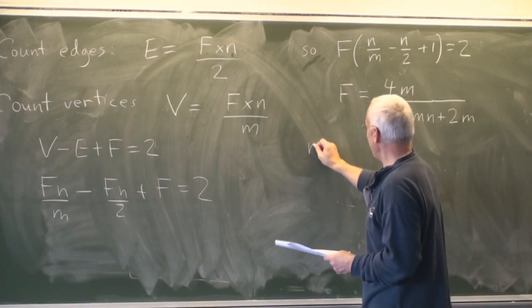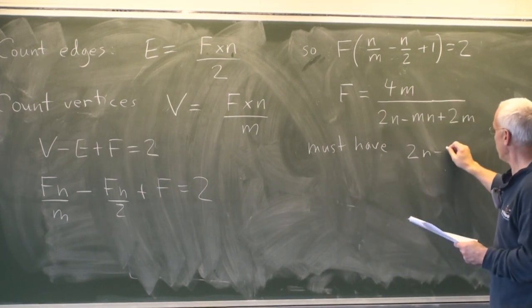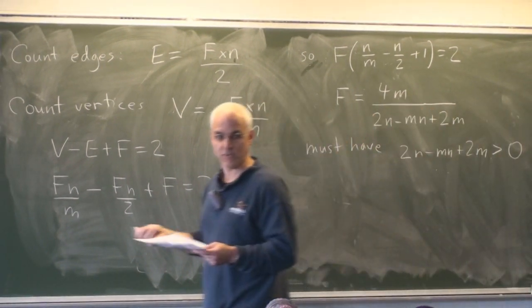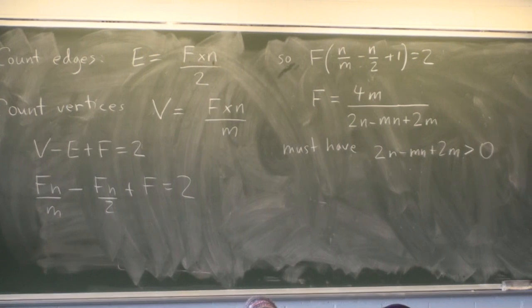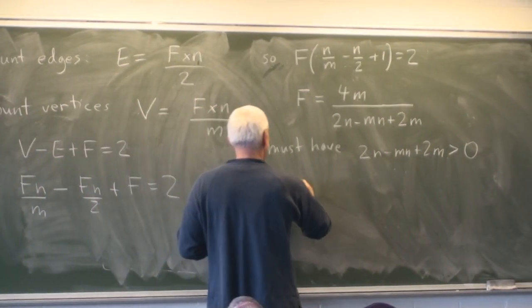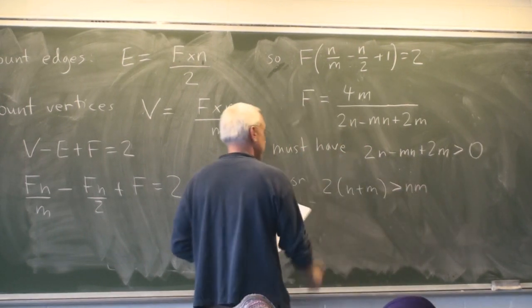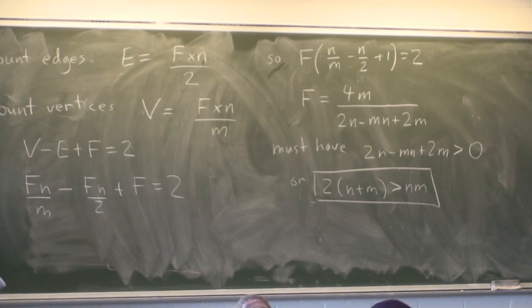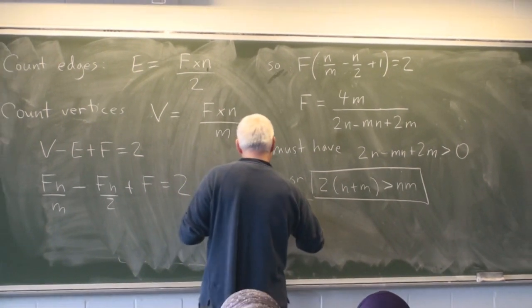And so we conclude that the denominator here, 2n minus mn plus 2m, had better be bigger than 0, because we do want a positive number of faces, certainly. And we can rewrite that as 2 times n plus m is bigger than n times m. That's a nice inequality that has to be satisfied between these two numbers, n and m. All right, we can rearrange this just a little bit. If we write this out as 2n is bigger than m times n minus 2.